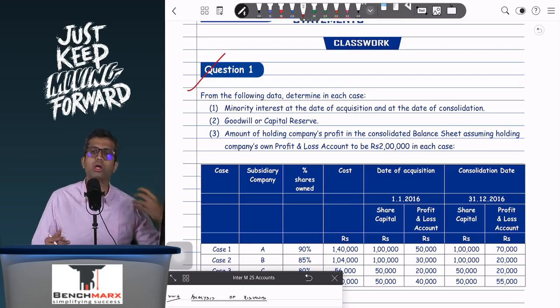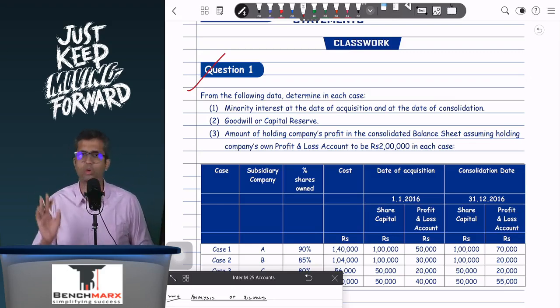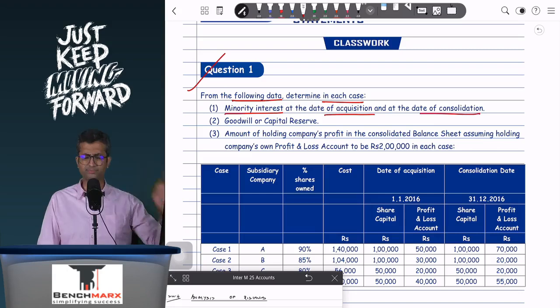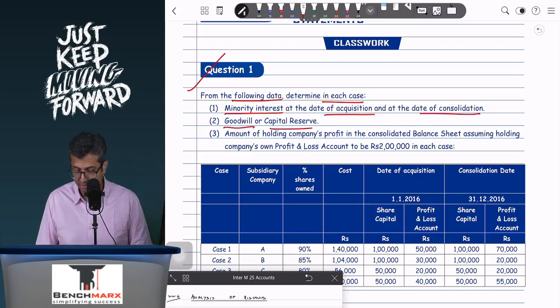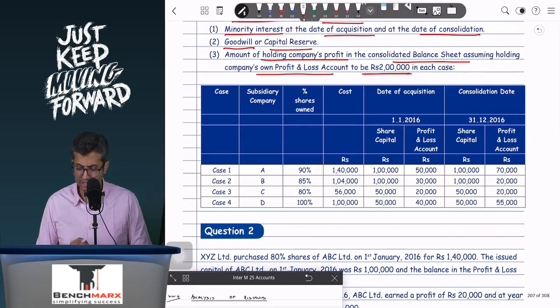do it in a slightly longer format where we can find, based on our regular working notes or steps, how to find these answers. From the following data, determine in each case the minorities at the date of acquisition, and then consolidation. This is date of acquisition is DOA, date of consolidation is DOC. A goodwill or a capital reserve, and then the amount of the holding company's profit in the consolidated balance sheet, assuming the holding company's own profit and loss is rupees 2 lakhs in each of the cases. So there are 4 separate cases and you need to find this.